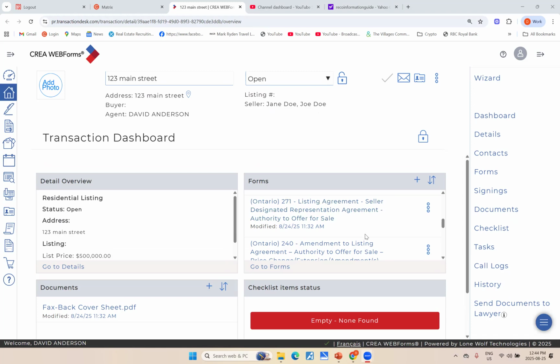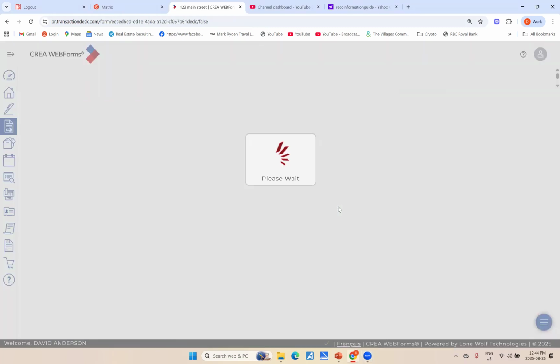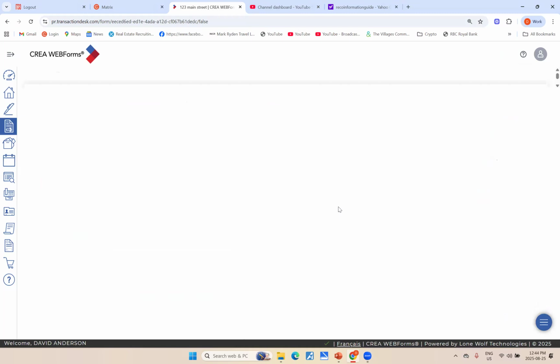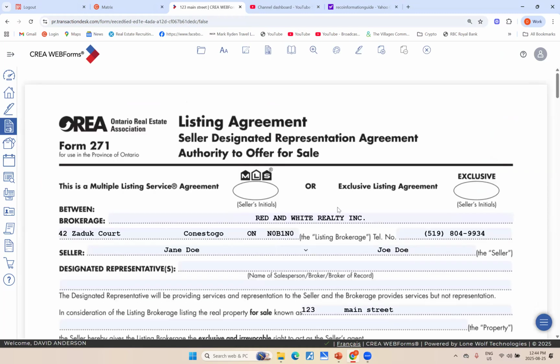All right, so the next form is going to be the Ontario 271 listing agreement, seller designated representation agreement, authority to offer for sale. So this is the listing agreement. This is the form that you will use every time you do a listing, and it is the one that needs to be filled out correctly. So let's go through this in detail.